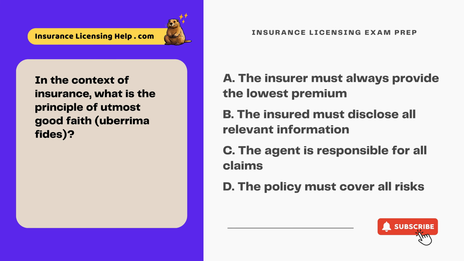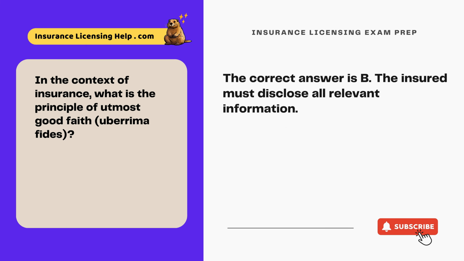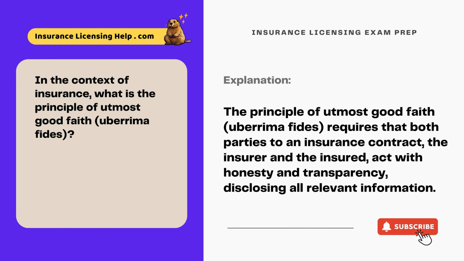In the context of insurance, what is the principle of utmost good faith, uberrima fides? A. The insurer must always provide the lowest premium. B. The insured must disclose all relevant information. C. The agent is responsible for all claims. D. The policy must cover all risks. The correct answer is B. The principle of utmost good faith, uberrima fides, requires that both parties to an insurance contract, the insurer and the insured, act with honesty and transparency, disclosing all relevant information.